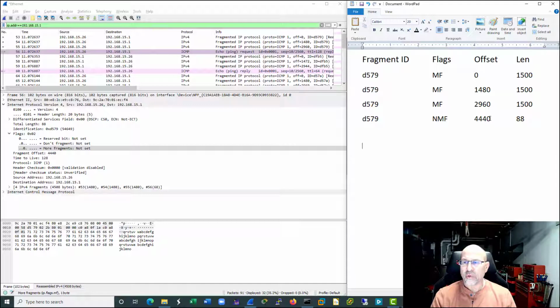And remember that the original size was what? 4500. So we're trying to arrive at that. Right now, it looks like we have 1500 plus 1500 plus another 1500 plus 88, which of course equals 4588. How is that working? I'm not sure. So we're off here somehow. We sent 4500 bytes of data. And the answer is in what this field really means.